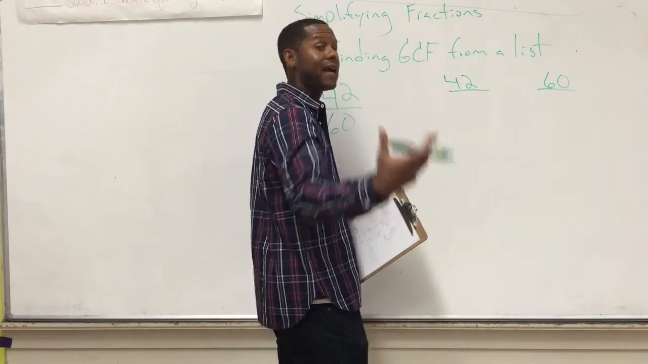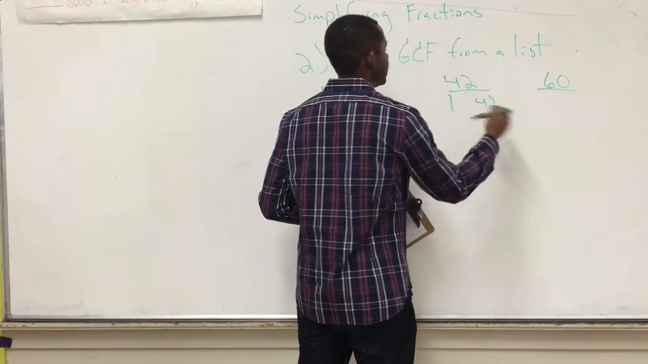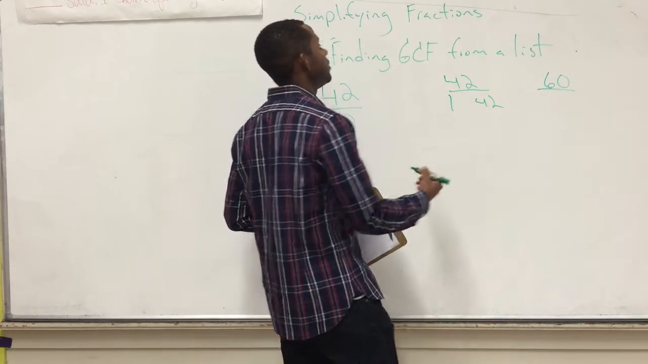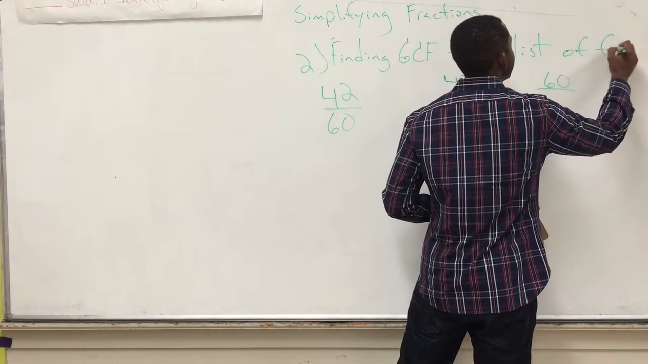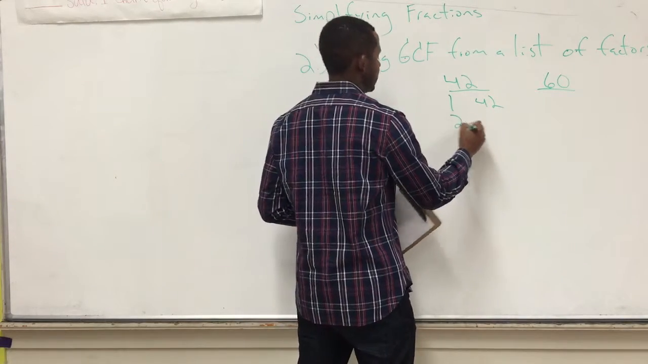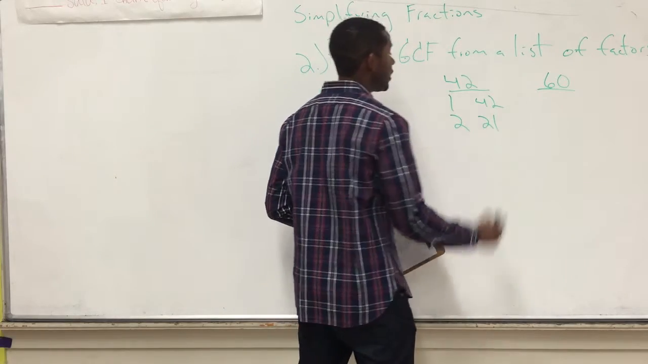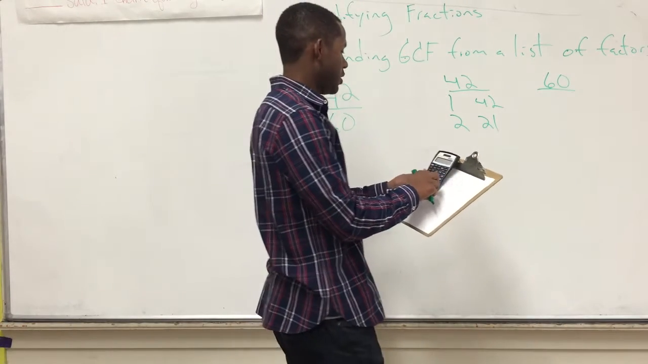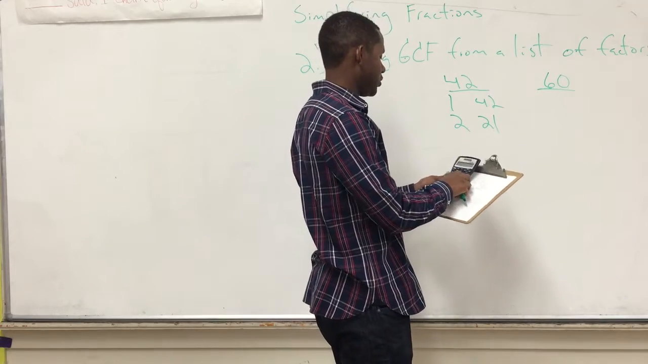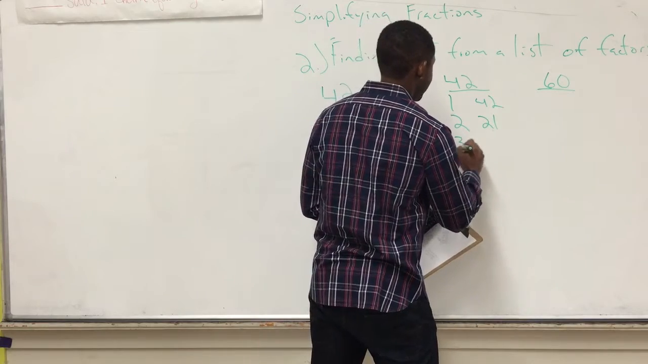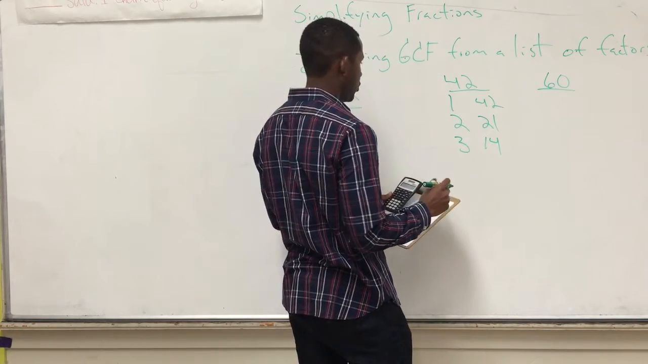So 42, I just count. Well, I know 1 times 42 equals 42. Those are my factors. These are factors of 42 from a list of factors. 1 times 42 is 42. 2 times 21 is 42. I knew that off the top of my head. Now, I don't know if 3 times anything is 42, so I'm going to give myself a calculator and check it. 42 divided by 3. Oh, snap, 3 times 14. So 3 times 14 is 42.